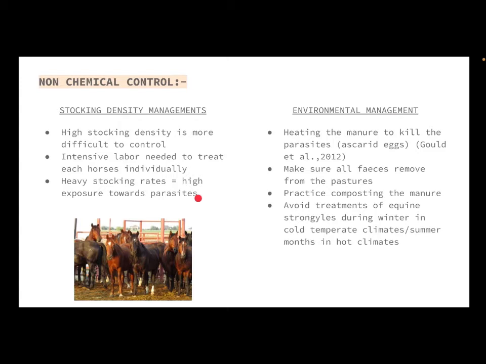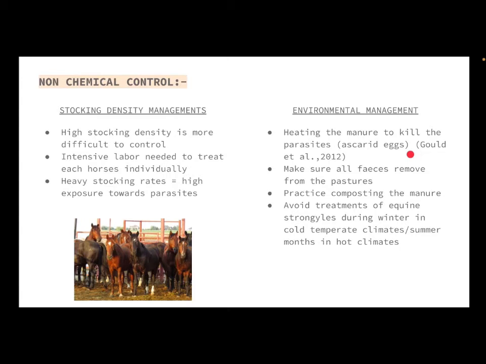Moving on to environmental management. The eggs will hatch and further develop into infective stage larvae under conditions of moderate temperature and moisture. If it's too cold, it will slow the rate of growth. If it's too hot, it will kill the eggs and larvae. So, here to emphasize, heating the manure will eventually kill the parasites, especially the ascarid eggs.